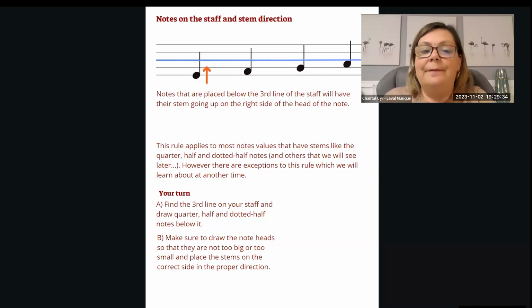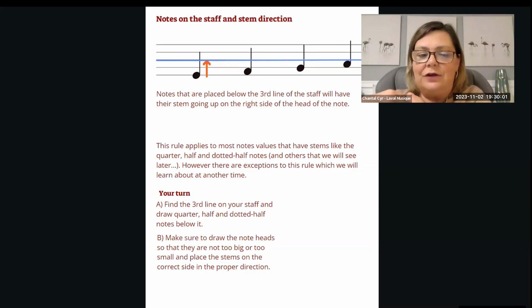So basics, this is the way we figure out which direction the stems are. So now your turn. If you've got a staff paper in front of you, or even a blank sheet of paper, draw a staff if you don't have one that's already drawn out. And then I just want you to find that third line and then practice drawing some notes under that third line that would have a stem. So either quarter notes, half notes, dotted half notes, and just practice drawing your stem.